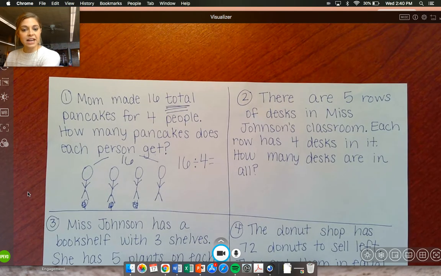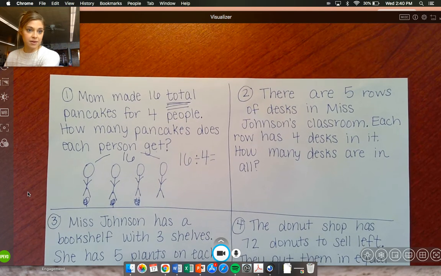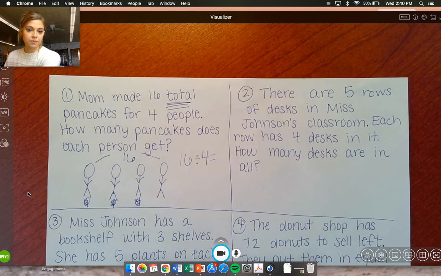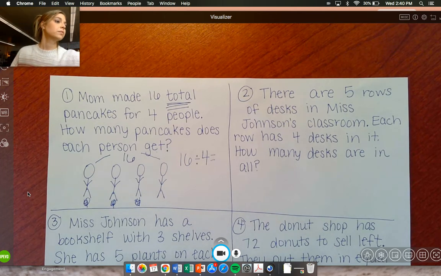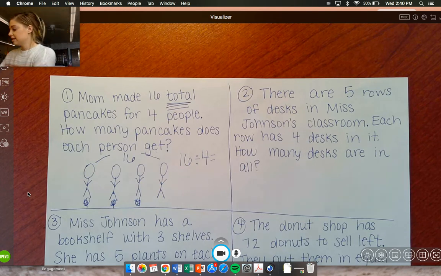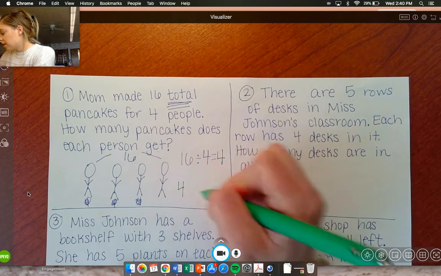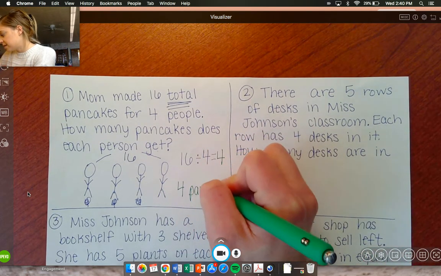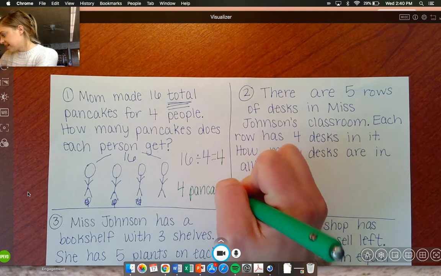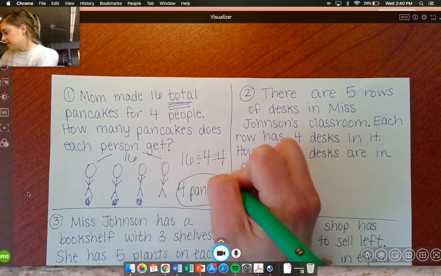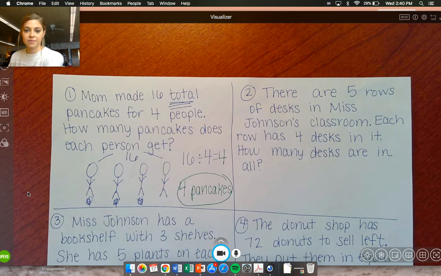And 16 divided by 4 would be, what do you think? What times 4 equals 16? If you're thinking 4, then you are correct. Okay? So the answer would be 4 pancakes per person. I always like to label my story problems. So 4 pancakes per person.